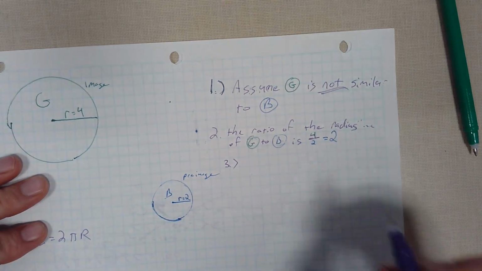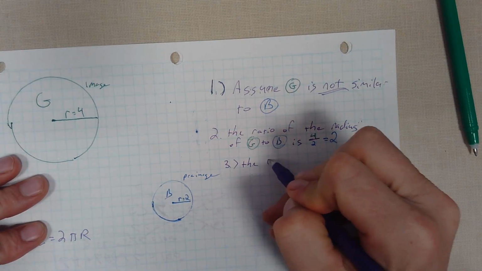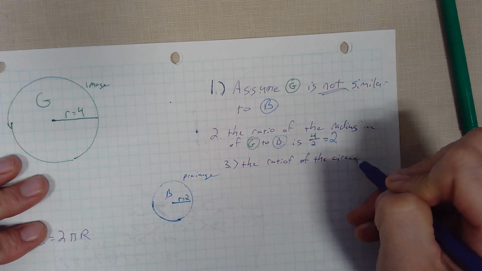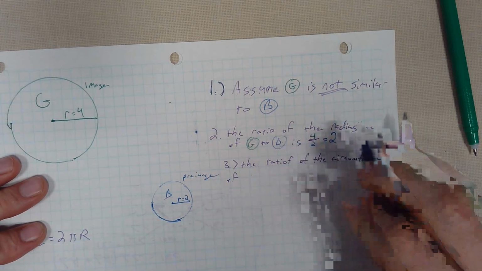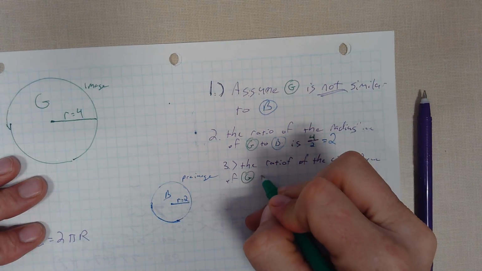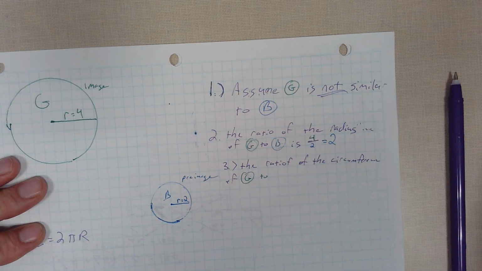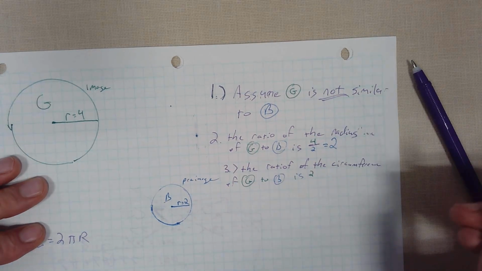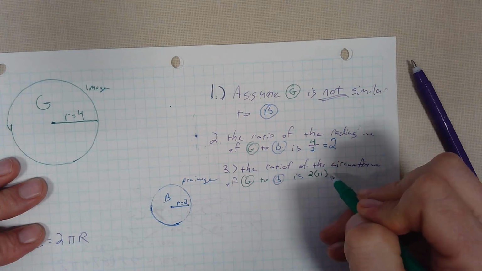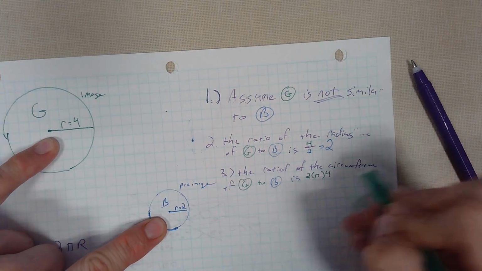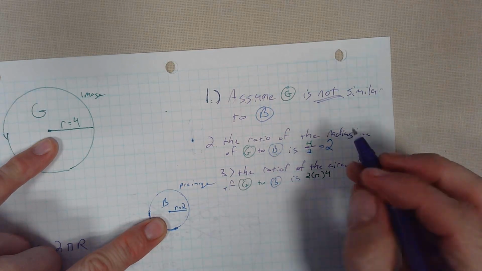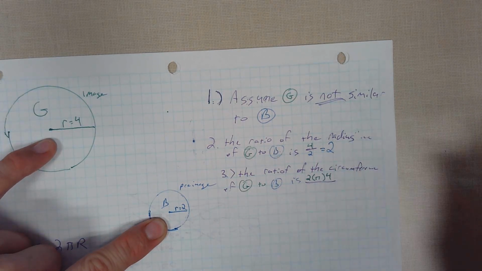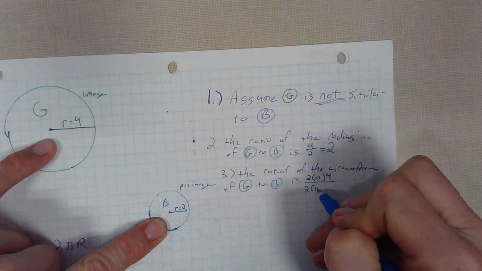The ratio of the circumference of G to B is going to be 2 times pi times 4 divided by, because that's the equation for circumference, 2 times pi times 2.